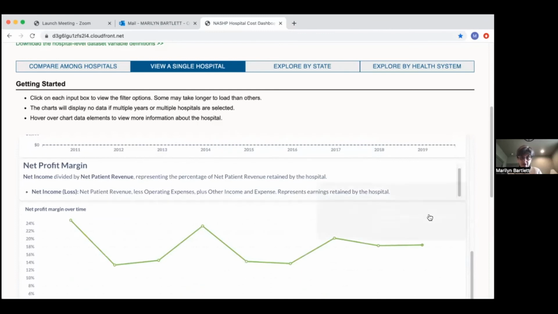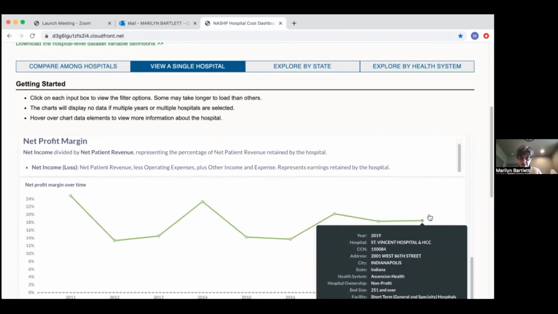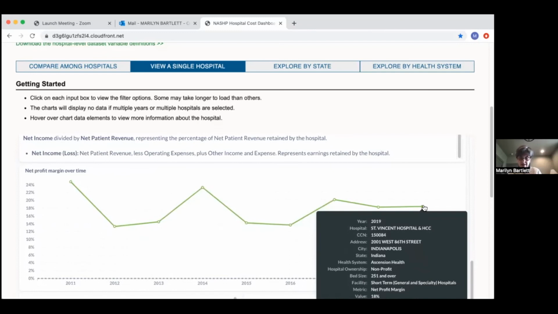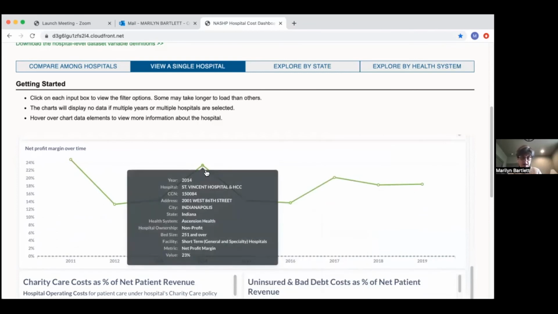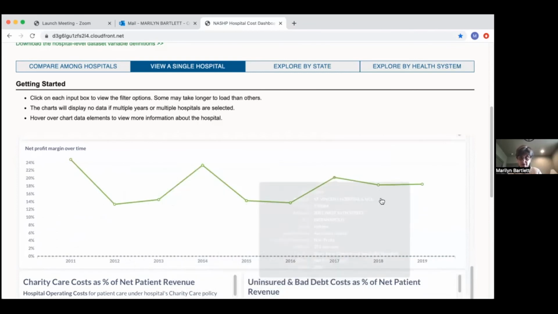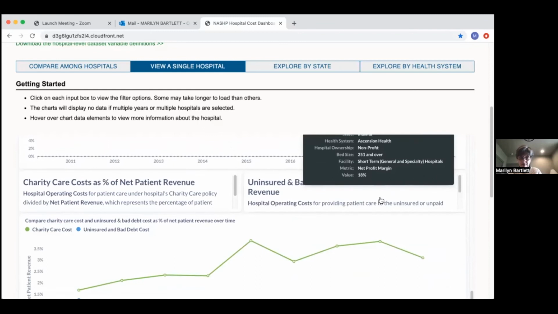You can also bring in the net profit margin. Ascension is at 18% in 2019. I think the low here has been 14%, and the highest point was 23%. This is bottom line profit.